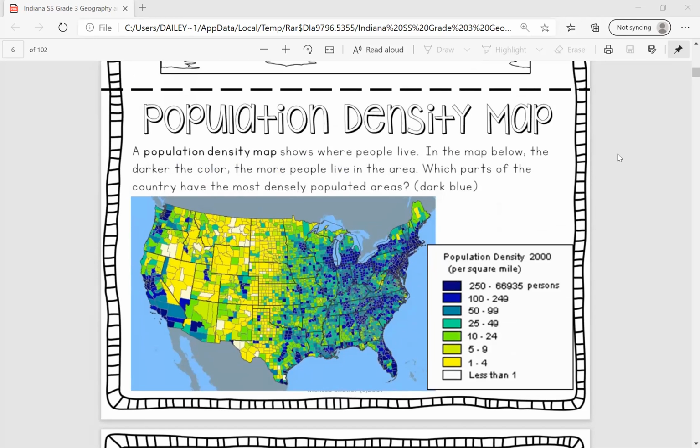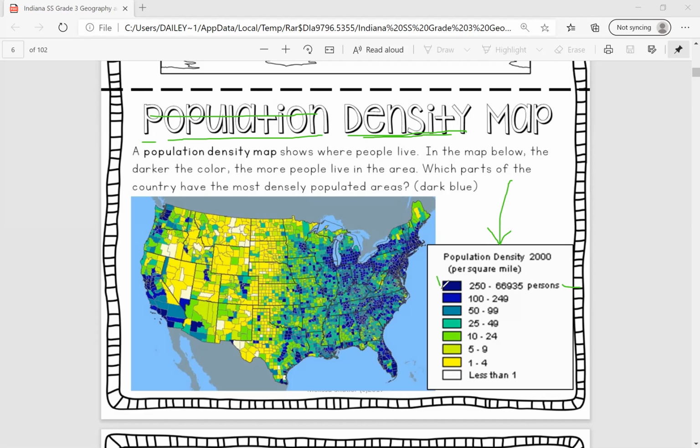Two more we're going to look at. Our population density map. Population density. Now, population, we have looked at this word before in our class. The word population means the amount of people. Density means how close things are. So if population means people and density means how close they are, that means how close people are in an area where they live. Now this piece right here we call a key.